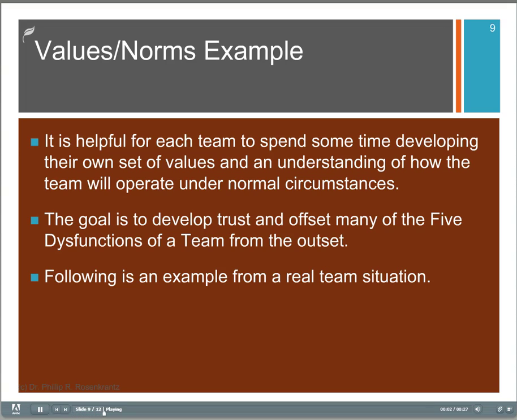If you want to have a high-performance team, you might want to spend some time at your first meeting or two talking about how you're going to operate and what's important to the team. What are the values of the team? You're trying to build trust. You're trying to avoid the 5 dysfunctions of a team. And this phase, this step, can go a long way toward doing that. So I have an example I want to show you coming up.